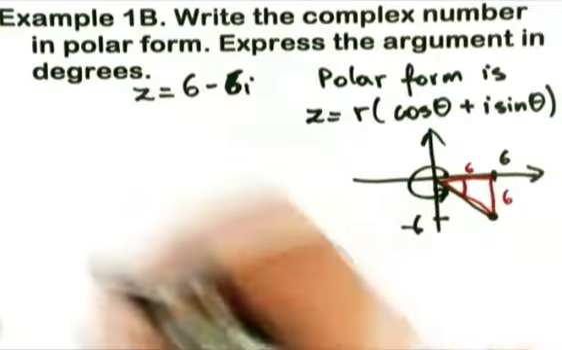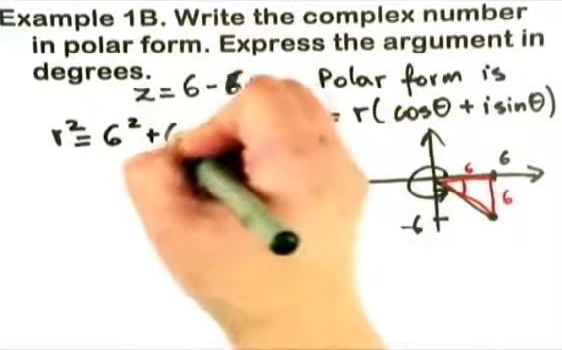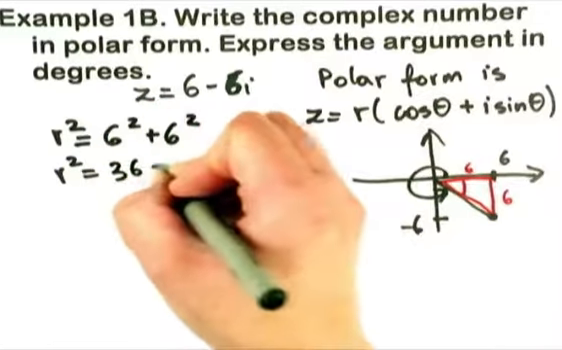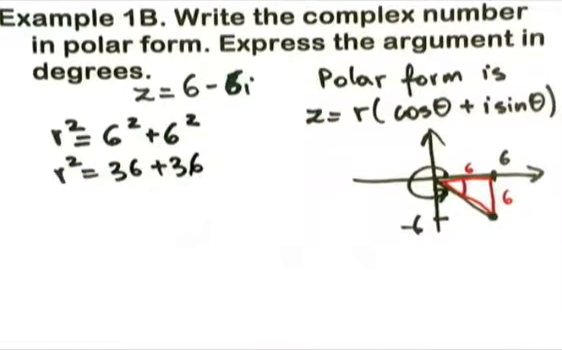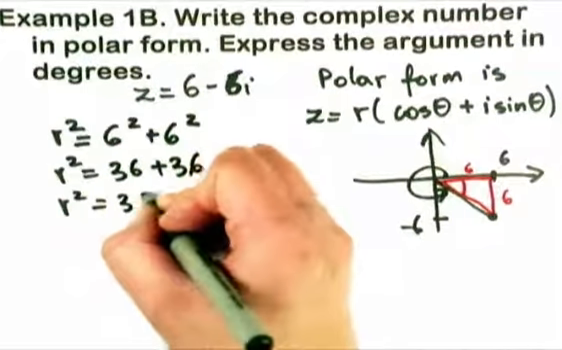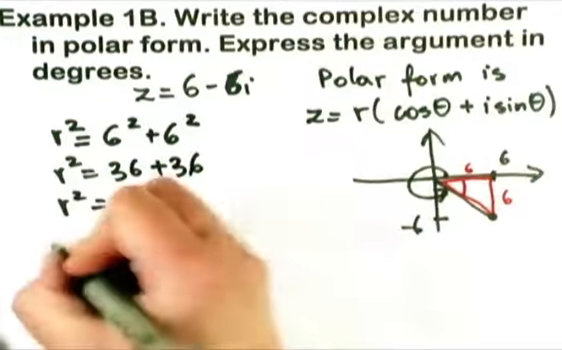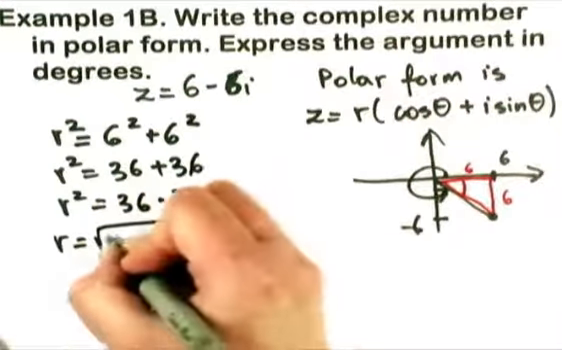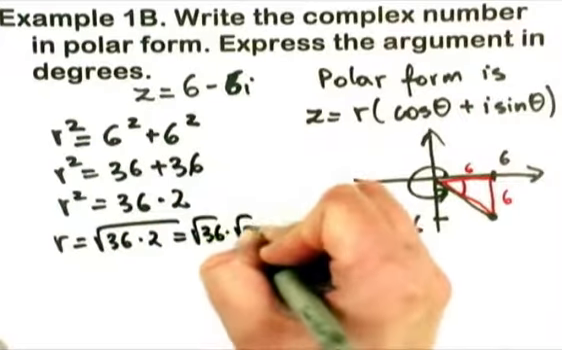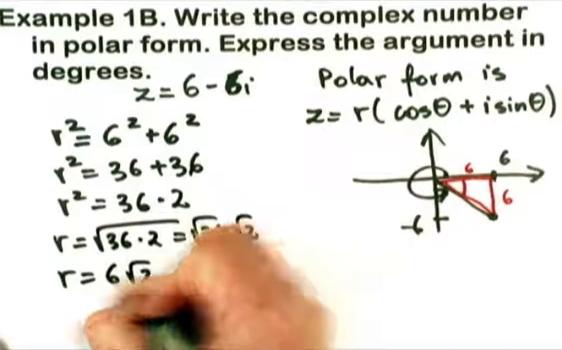So using the Pythagorean theorem, r squared is 6 squared plus 6 squared. So r squared is 36 plus 36, which is 36 times 2. Then I take the square root. This is square root of 36 times square root of 2. So my r is 6 root 2.